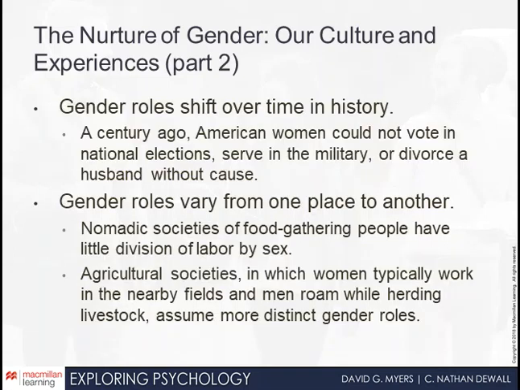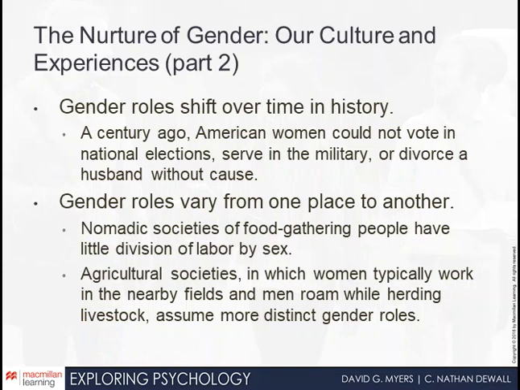So, gender roles shift over time in history. A century ago, American women could not vote in national elections. They could not serve in the military or divorce a husband without cause. So, the gender role, the expected role of gender changed over time when it comes to what females, what women can do. Serve the military, vote for president of the United States, or divorce their spouse without cause.